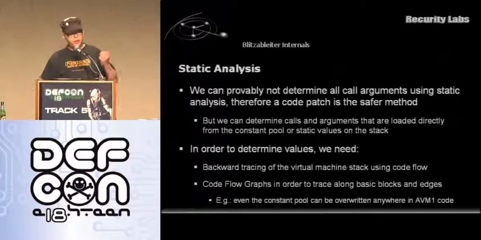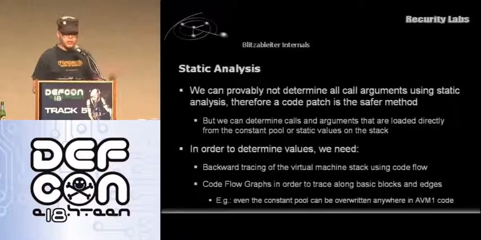Therefore, we introduce static analysis into it. We can provably not determine every single call argument, especially not the dynamically generated ones, but we can try to prove the statically generated ones. We can prove staticness for individual arguments. For that, we just need stack tracing. So what we do is trace the stack back on the individual instructions, and if we can tell it's a static argument, then we do the check right there and don't patch the check code into the Flash file.